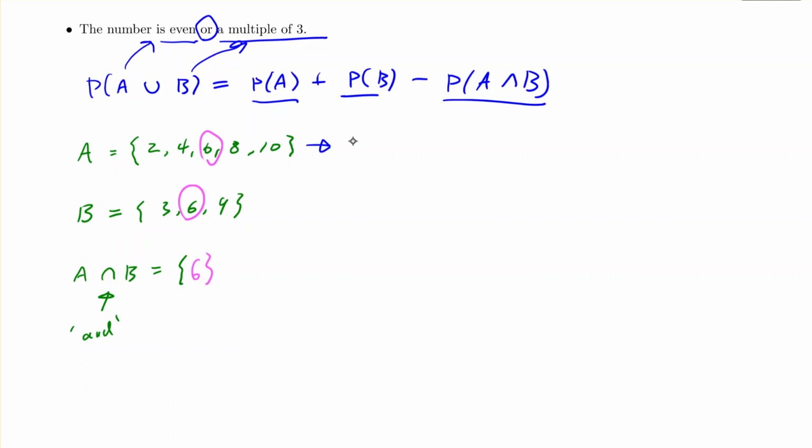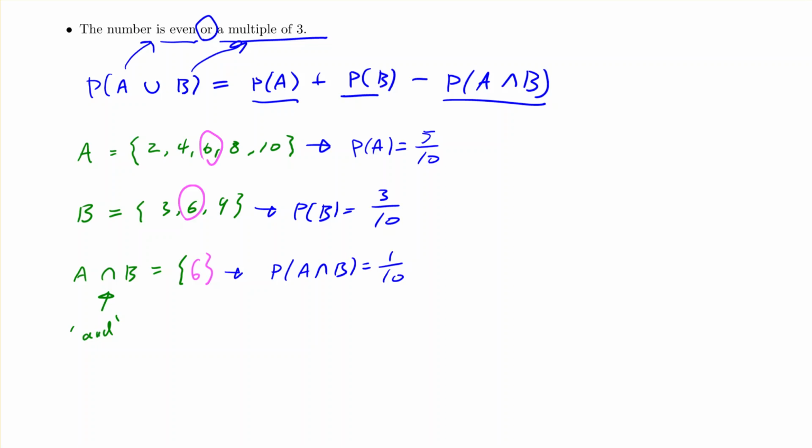So here, probability of A, we have 5 numbers out of total 10. So 5 over 10. This right here, probability of B, is 3 numbers out of 10. And A and B, there is 1. So probability of A and B is 1 out of 10.